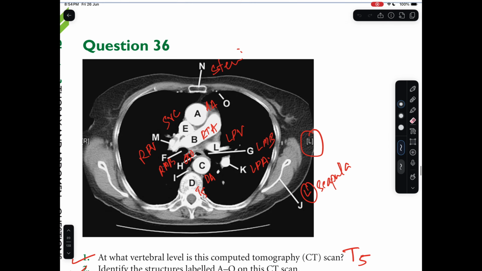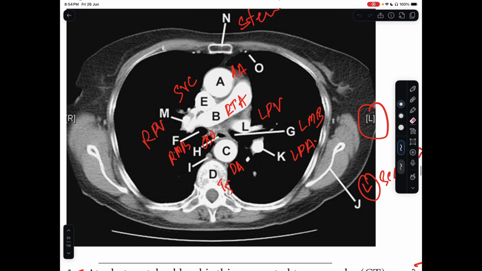This is a CT scan at the level of the chest. Now what has to be done here is you have to identify this, which is the ascending aorta, this is the descending aorta, and this is the pulmonary trunk. Then the right pulmonary artery, RP. Now if you see, this is the vertebral body, maybe the T5 level. It's just T4, T5 at the level of the sternum. This is the sternal angle.